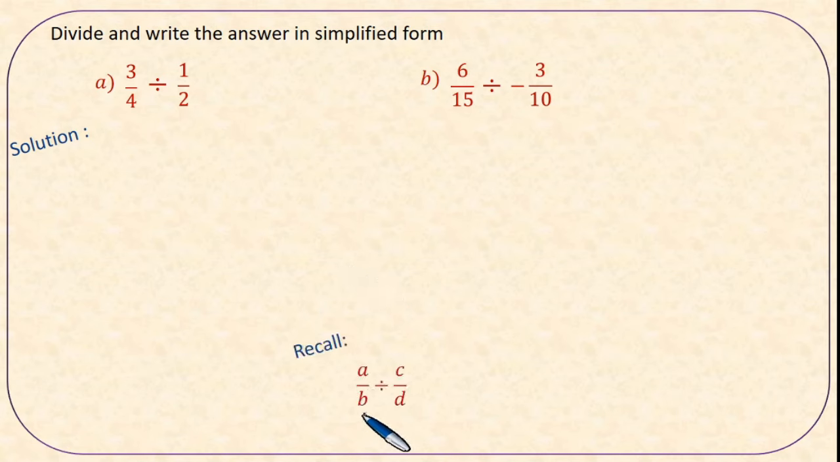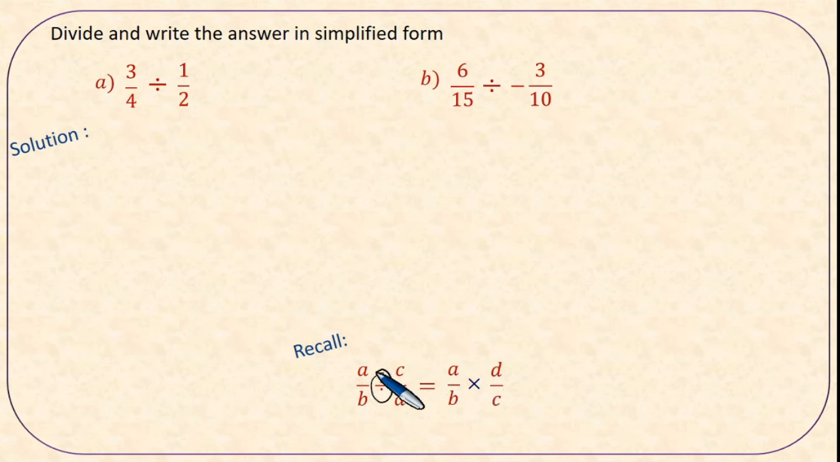If A over B divides C over D, then the first fraction you have to write same, A over B. The second one, this divide you have to change into multiplication. When we change this divide to multiplication, what happens? The second fraction will change. The numerator becomes the denominator and denominator becomes the numerator. That is D over C.